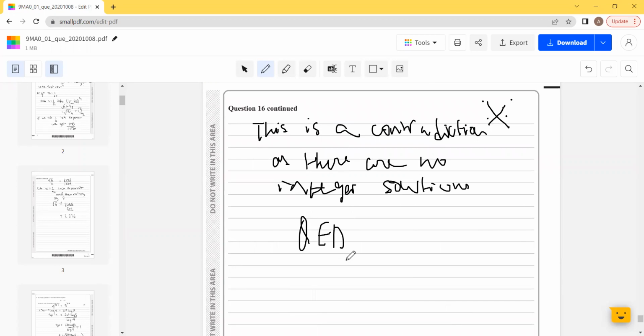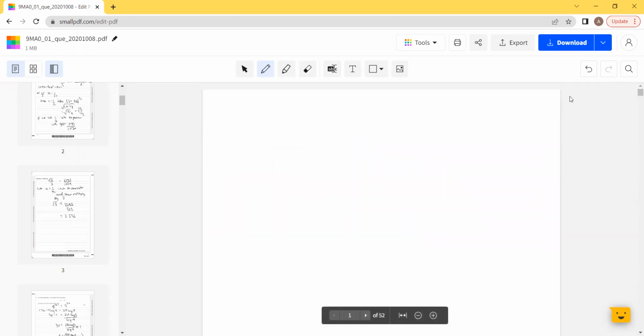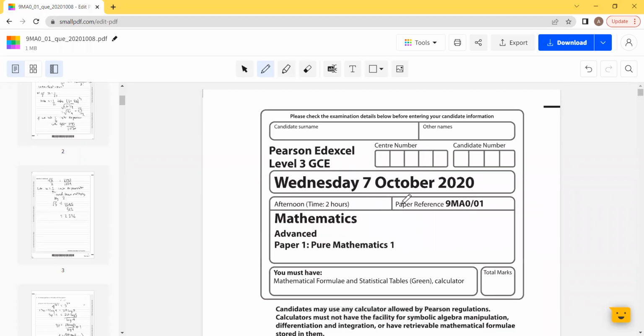And that's the end of the paper. It took a long time because I'm doing this purely on an editing site. Hopefully I can get something which helps me write better. But that's the end of the question.